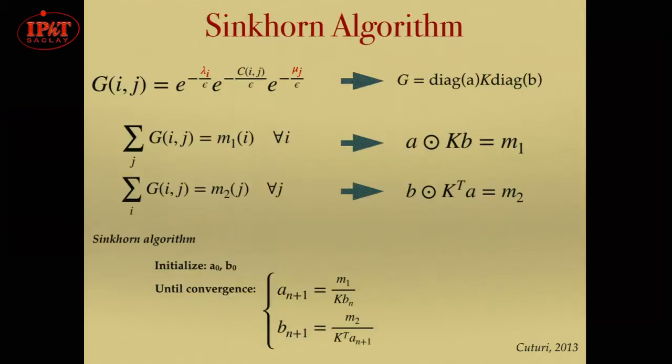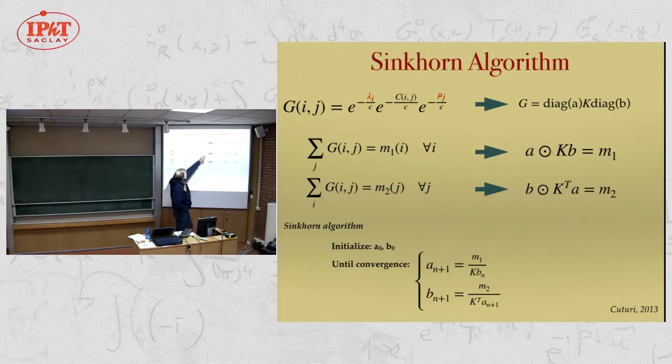Second, if you write it in more matrix format, you notice that G is the diagonal of a matrix, a kernel K, diagonal of a second matrix, with these expressions for these vectors A and B.